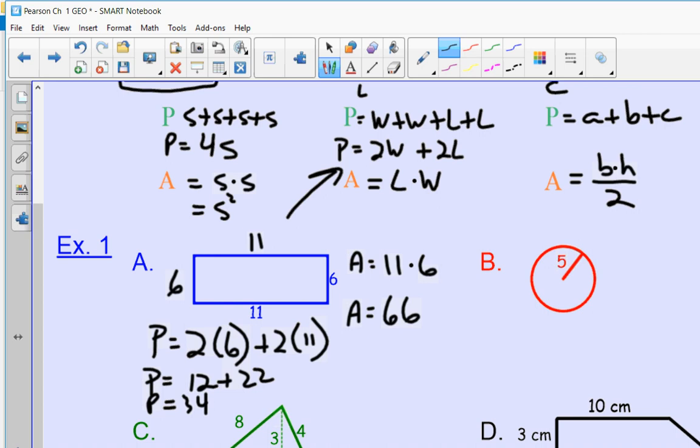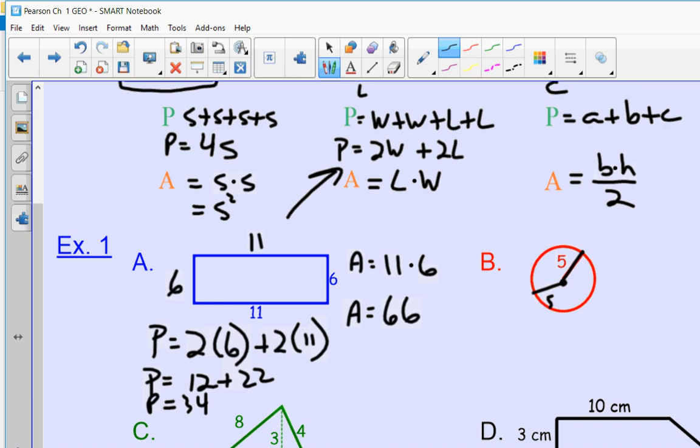Okay. All right. For the circle, this is a radius. I'm assuming that point right there is the middle of the circle. It's drawn to a point on the circle. I could draw another line from that point. That would also be a radius. It would also be 5. Okay, so all radiuses are going to be the same.